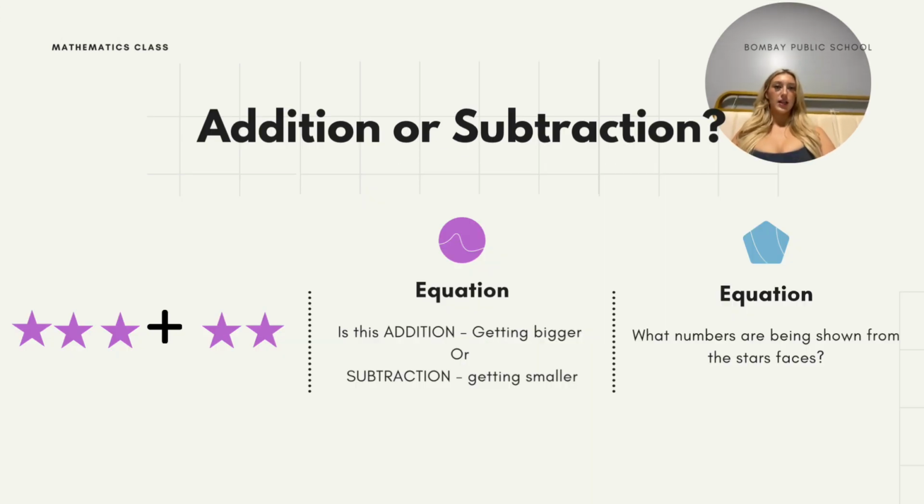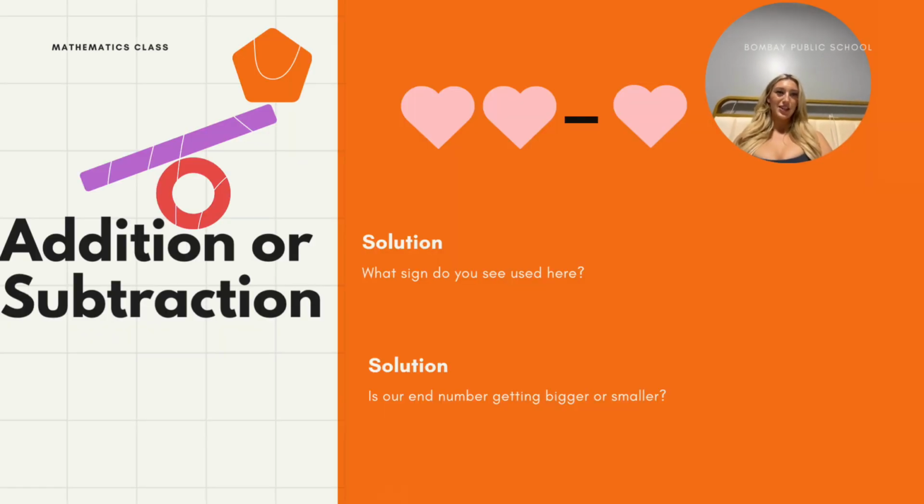Addition or subtraction. Down below, you will see an equation with 3 stars, and then a plus sign with 2 other stars on the other side. Is this addition, getting bigger, or subtraction, getting smaller? What numbers are being shown from the stars on your left? Addition or subtraction. What sign do you see used here? Is our end number getting bigger or is it getting smaller?